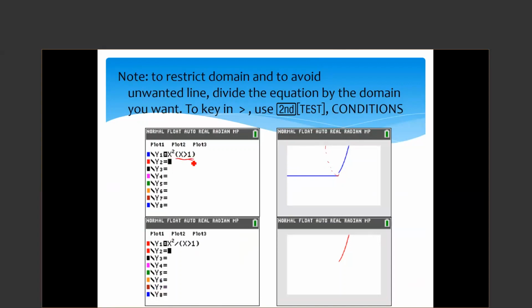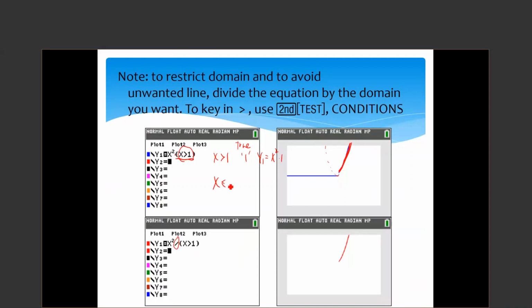To restrict the domain, there are two ways. One is simply, if I don't put anything here, it means multiply. So just bracket x greater than 1. Another way is to do the division. Let me tell you what is the difference between the two. Do a bit of logic here. When x is greater than 1, this is a true statement, and the calculator will return a 1. So you will have y1 equals x squared times 1, which means it will sketch x squared when x is greater than 1.